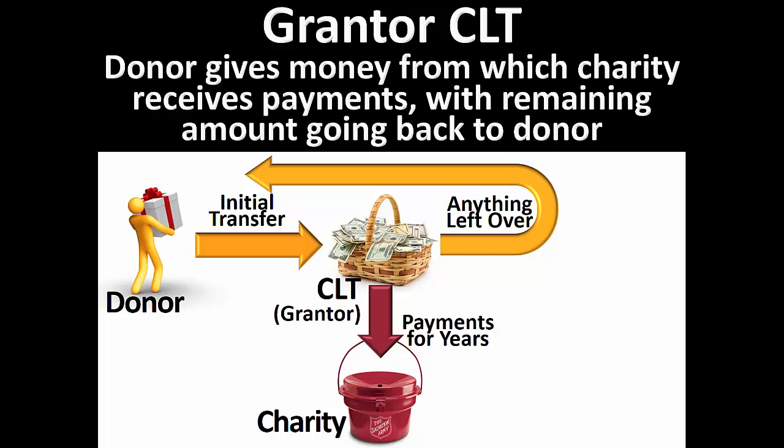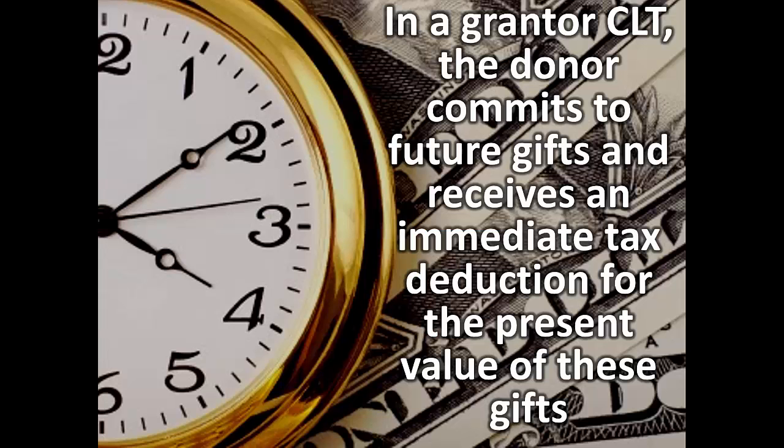This trust is not used for estate and gift tax planning because the donor hasn't transferred anything out of his or her estate. Instead, the trust is used for income tax planning purposes. Specifically, the donor is allowed to immediately deduct the present value of the future charitable gifts funded by the trust assets. This allows the donor to pull forward future charitable gifts and deduct them today, so long as the donor transfers sufficient assets into the trust to fund these gifts.